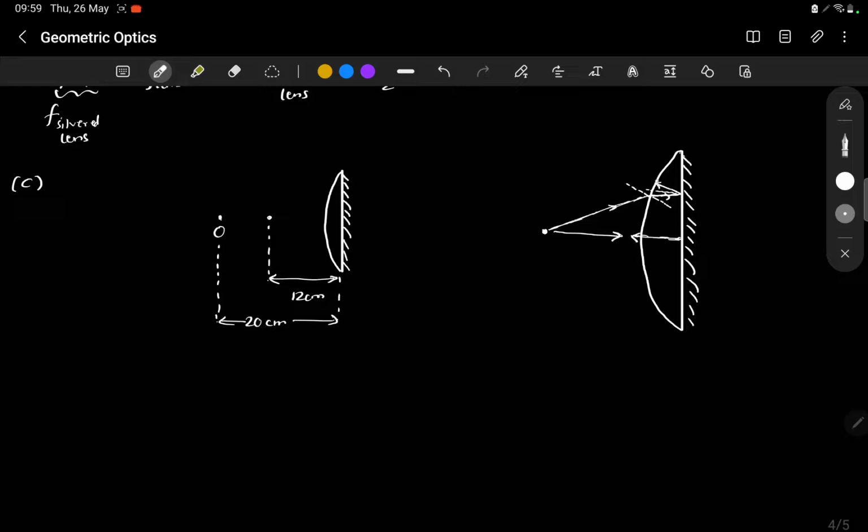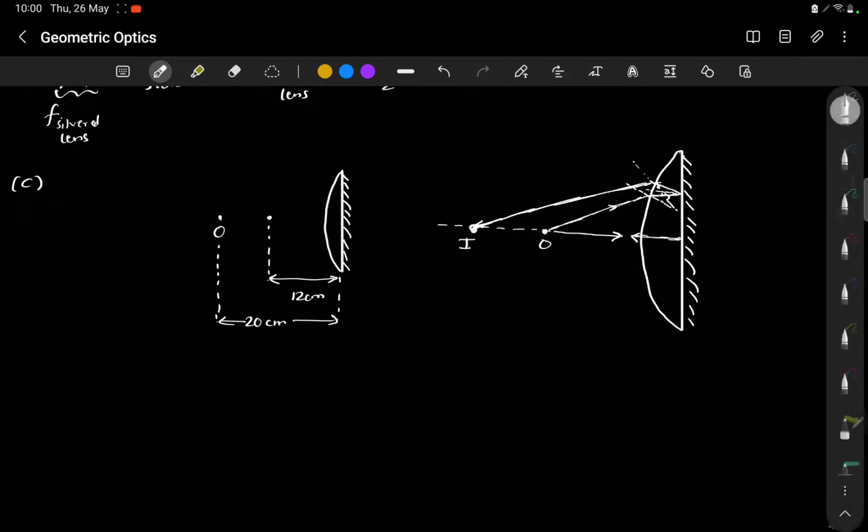Then we come here, and we'll again draw a normal at this point. Since it is coming from a denser medium to a rarer medium, the ray will bend away from the normal, and will go and intersect the horizontal axis at some point over here. So this is going to be our image point if this was the object.